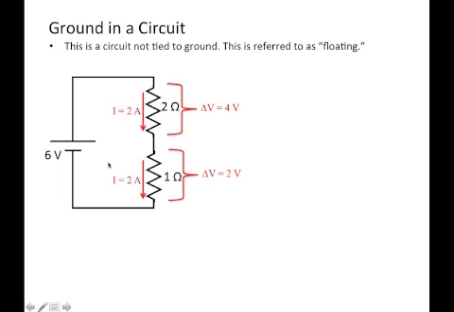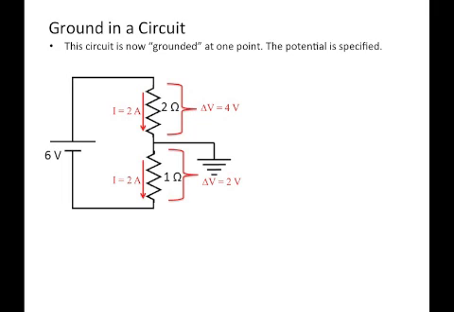Here we hook a battery up to two resistors. We find the change in potential across the 2 ohm resistor is 4 volts, and the change in potential across the 1 ohm resistor is 2 volts. This is referred to as floating, right? There's no fixed potential. The potential could be anything, anywhere. But if we come in and add ground, now we're saying that point has to be zero. There are no other choices. Everything else is the same. We've just fixed one point.